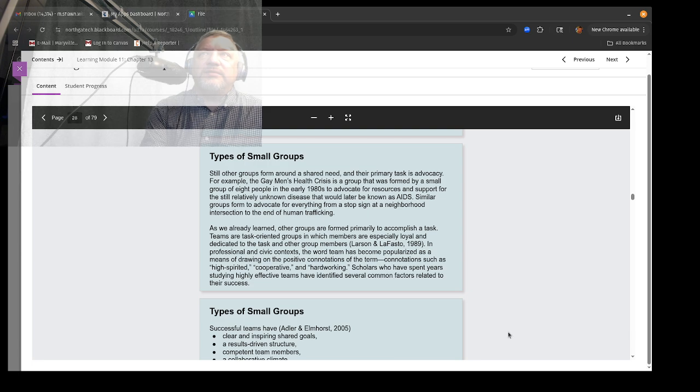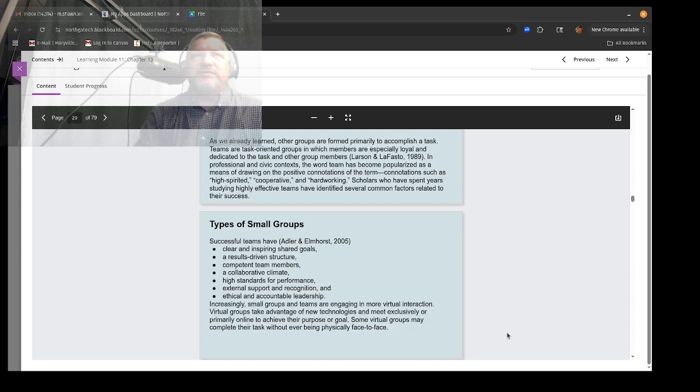And what we found through the study of small groups is successful teams have clear and inspiring shared goals, a results-driven structure, competent team members, a collaborative climate, high standards for performance, external support and recognition, and ethical and accountable leadership.